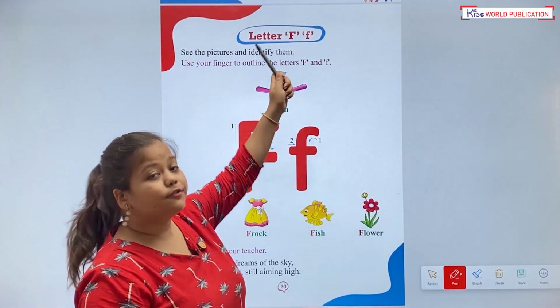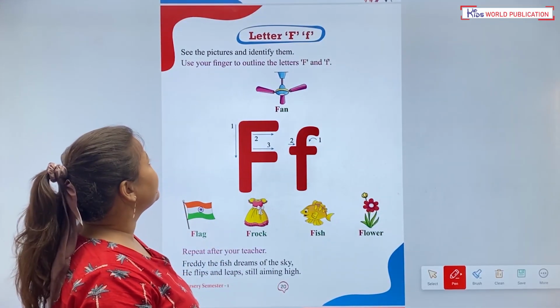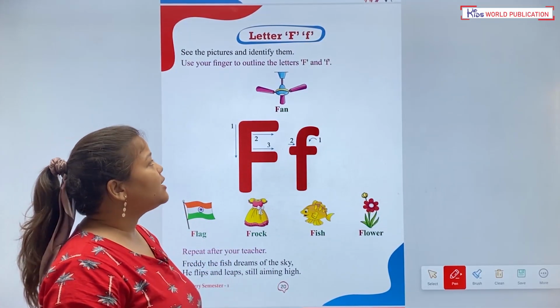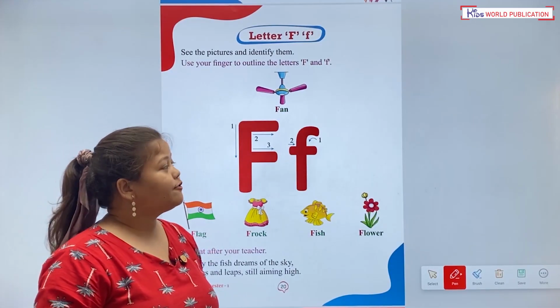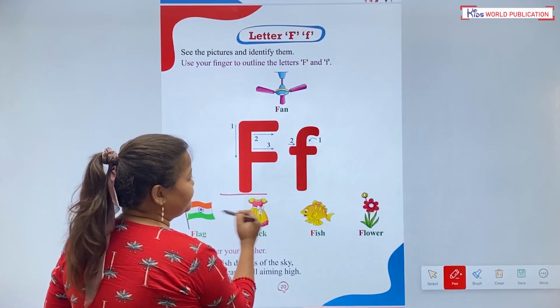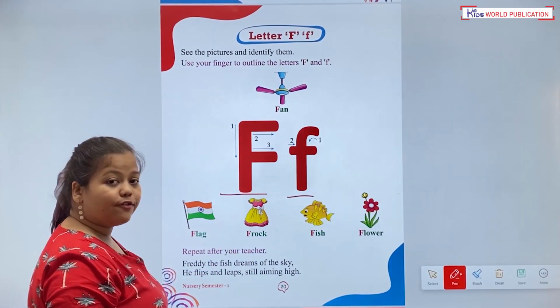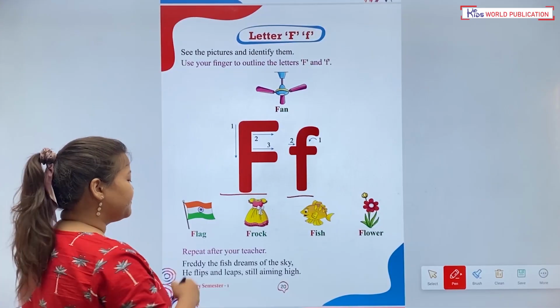Letter F, fur. See the pictures and identify them. Use your finger to outline the letter F and fur. This is the letter F, fur. F for fan. F-A-N, fan.